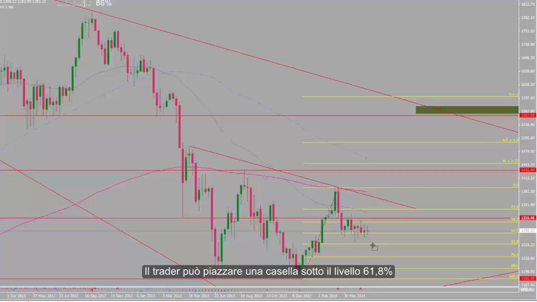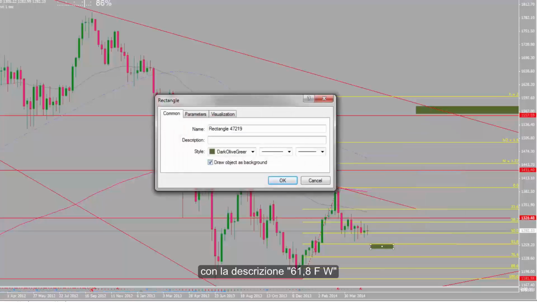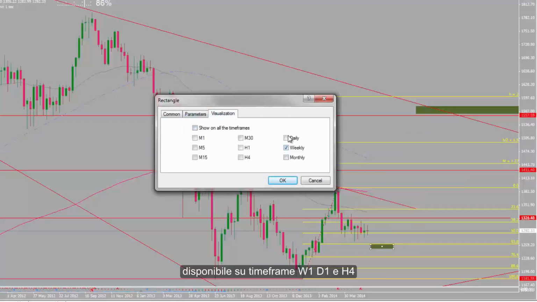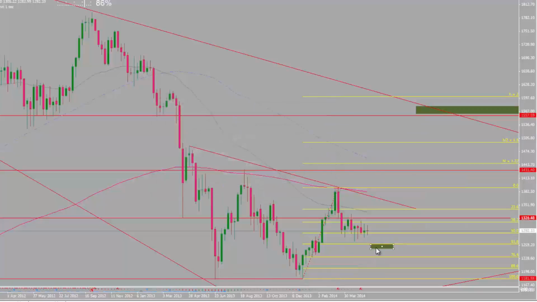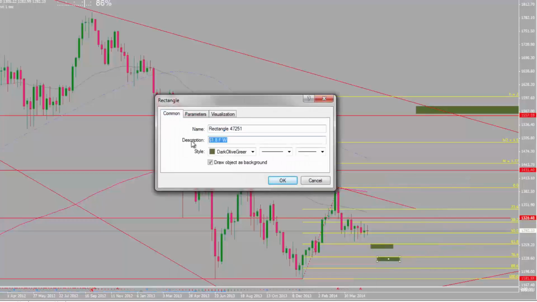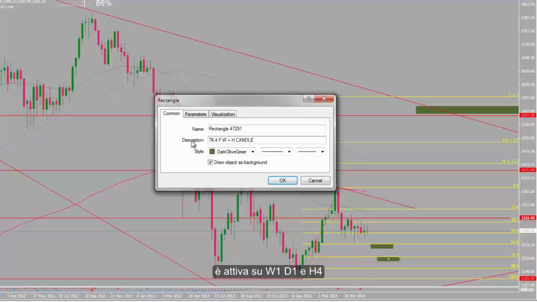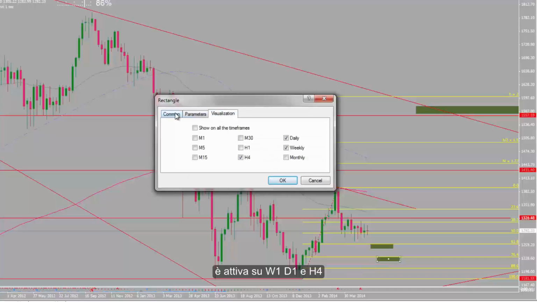A trader can place a box under level 61.8% with the description 61.8 FW, available on W1, D1 and H4 timeframes. Despite this level, it is more probable that the price would fall to level 76.4%. A box under this level with description 76.4 FW plus H candle W, active on W1, D1 and H4.